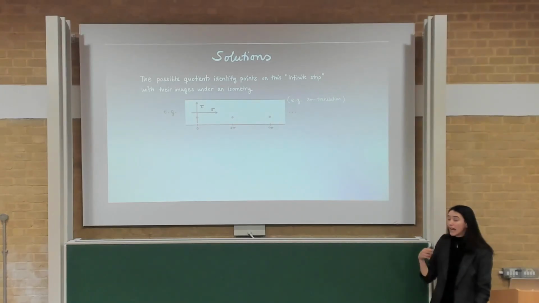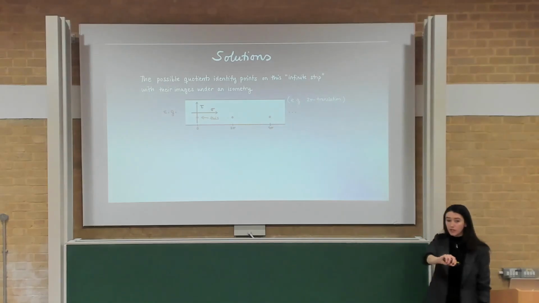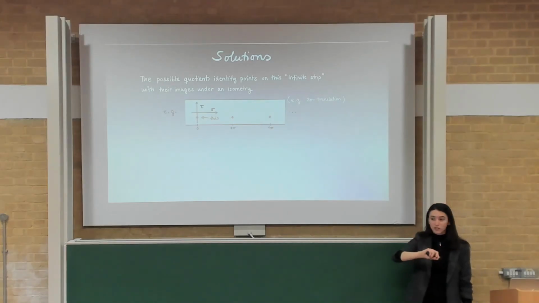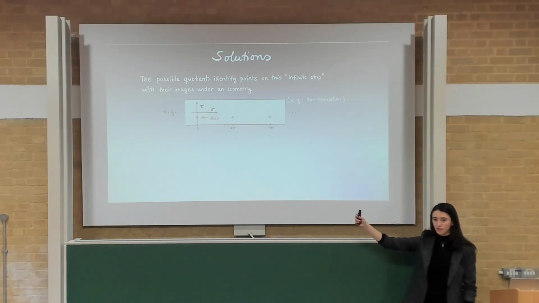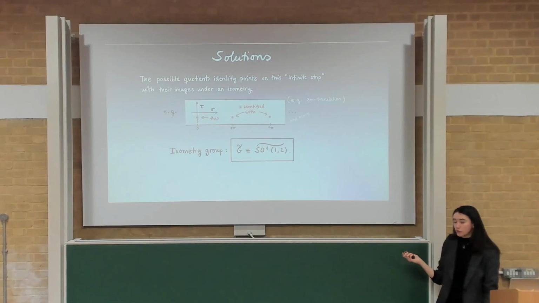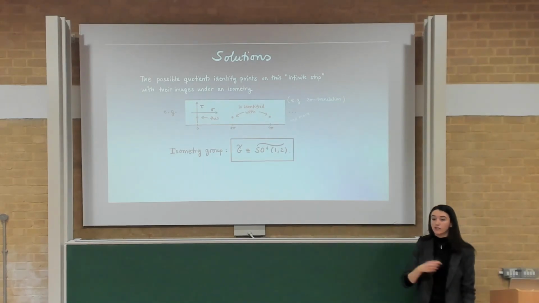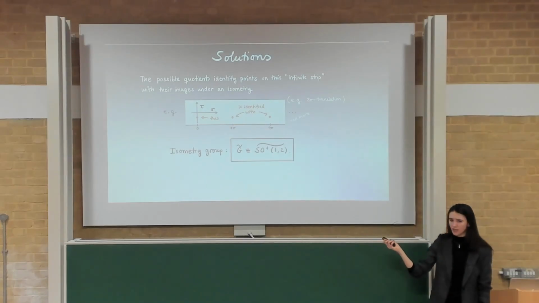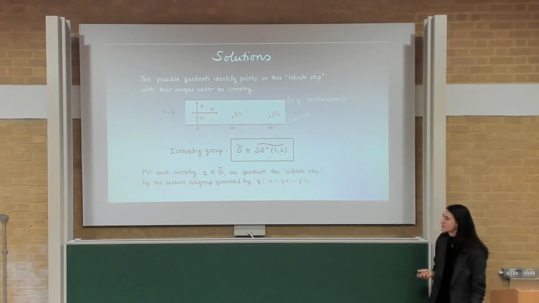And then for any element of the isometry group, we're going to identify every point in the infinite strip with its image under that isometry, under the square of the isometry, cube of the isometry. That's all the powers. The isometry group of this infinite strip is the universal cover of the Lorentz group. Specifically, I'll pick just the connected component. I'll say more in just a second.